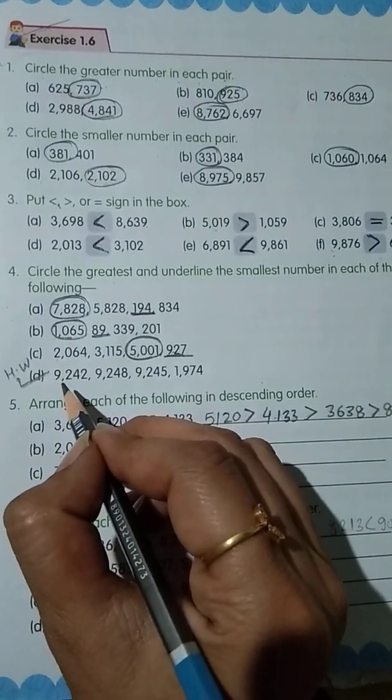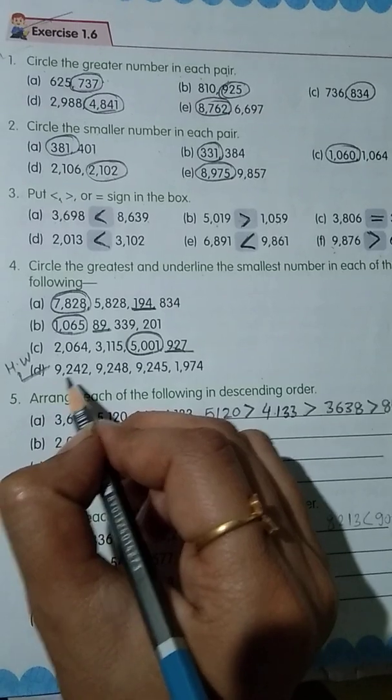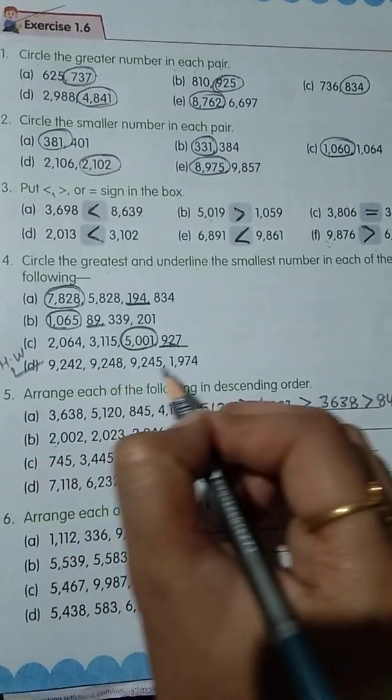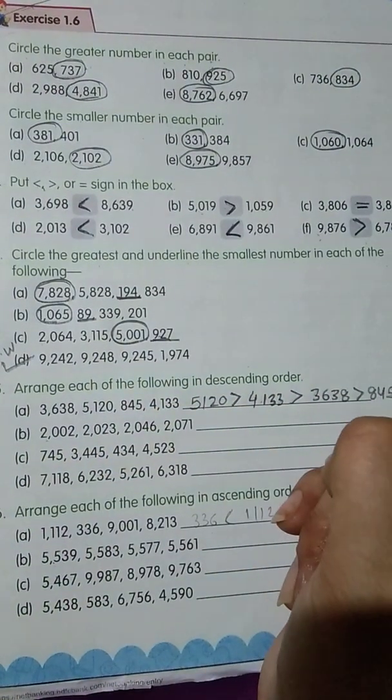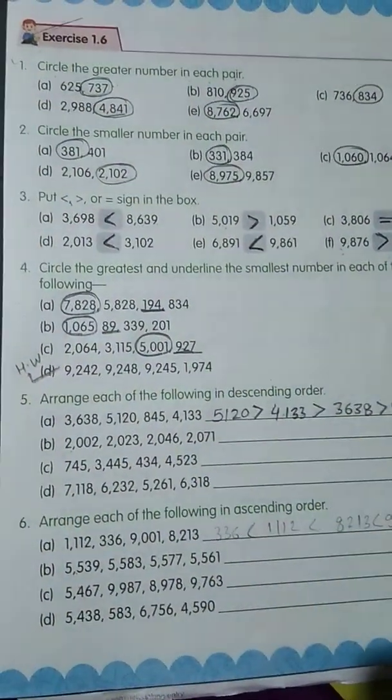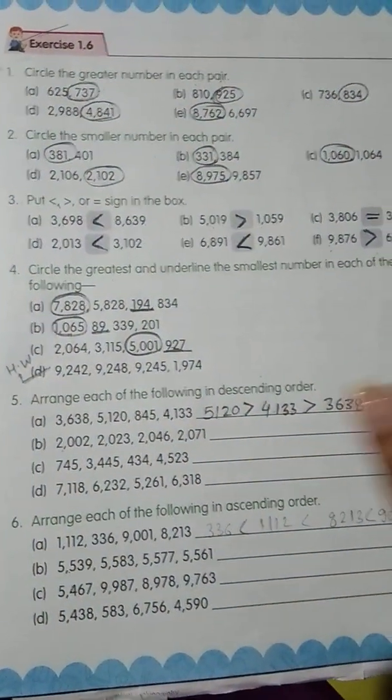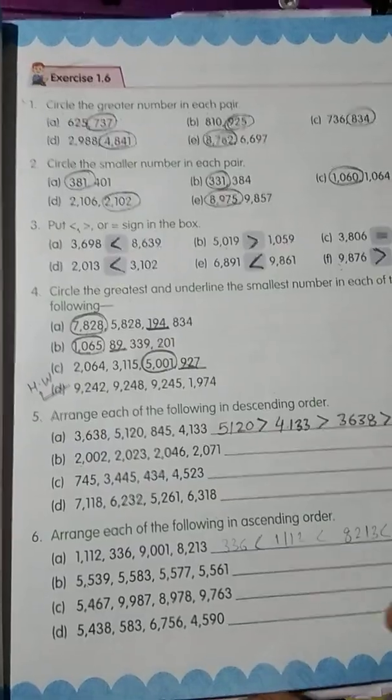Okay everyone, you will do this by yourself. Greatest one, circle it, and smallest one, what? Smallest one, underline it. Okay. All of you understood? Okay. And now we are coming to here.